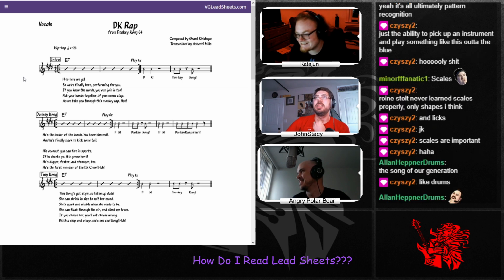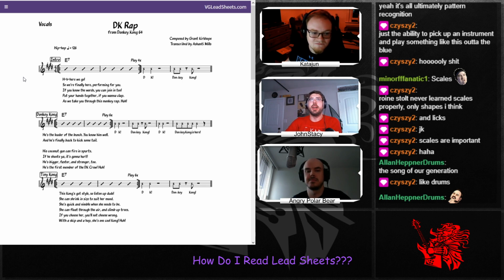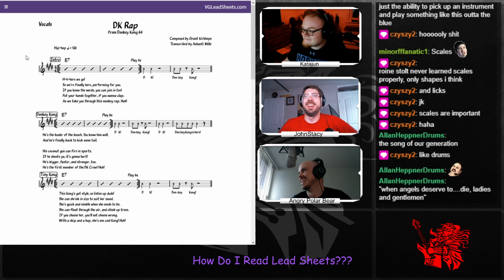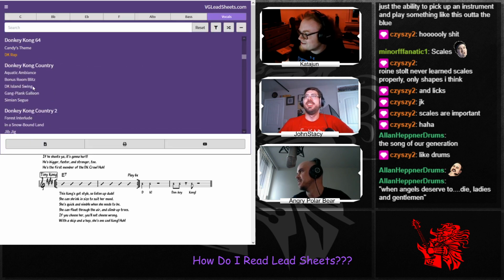But the way that honestly I would read something like this, because the point of it is really just so you can have the words, is that, okay, it's a 2-bar vamp. You're just going to play this E7 chord or whatever rhythm. You're just going to do that. So we're finally here performing for you. And then DK, Donkey Kong. And that's really all it is. It's a pretty easy one. Very simple. No other changes.